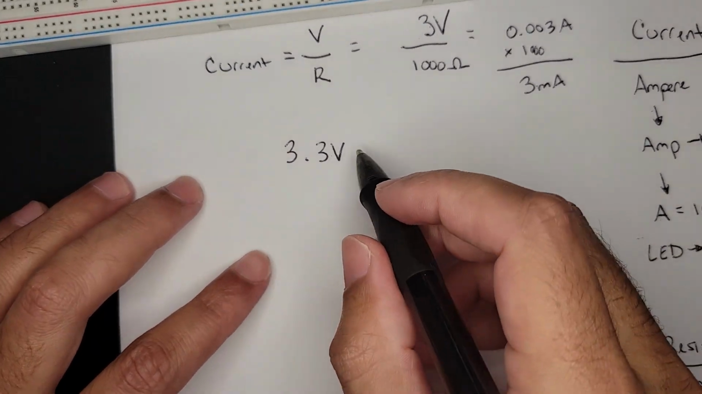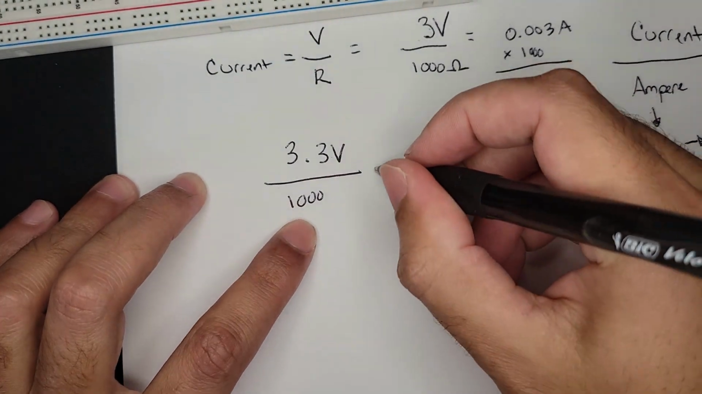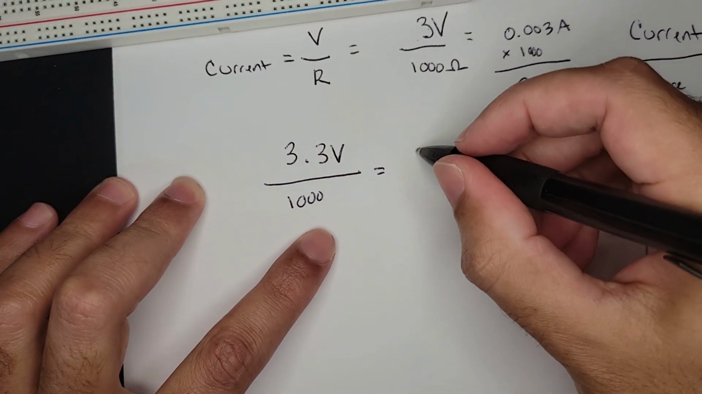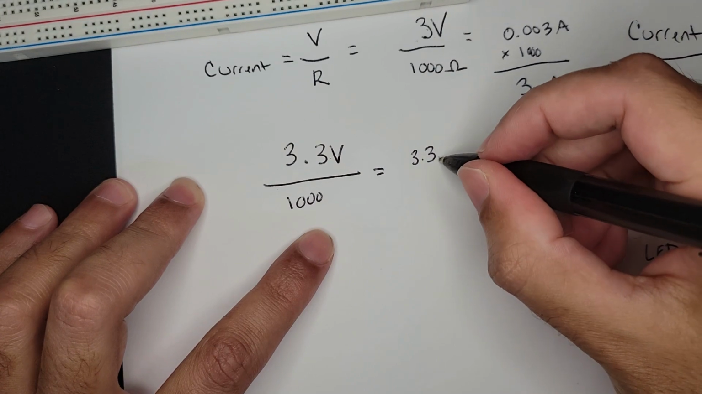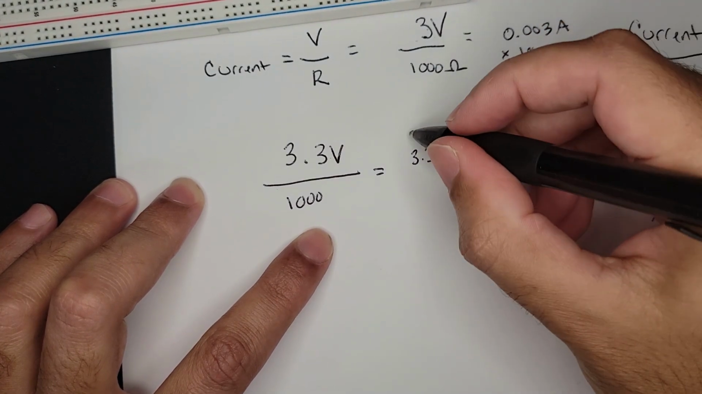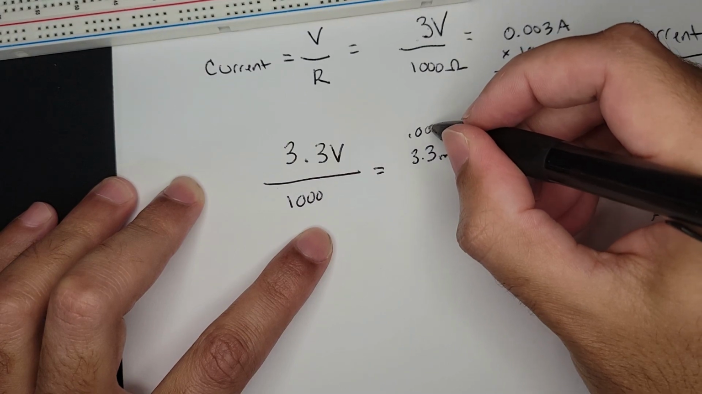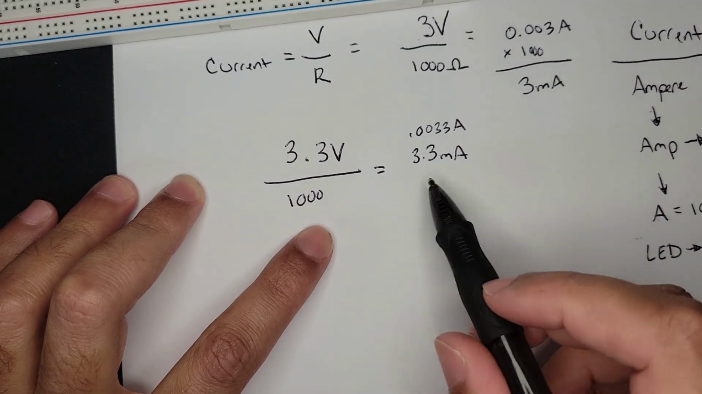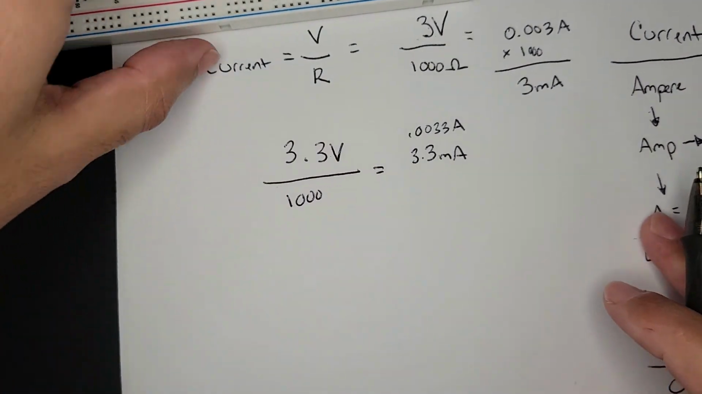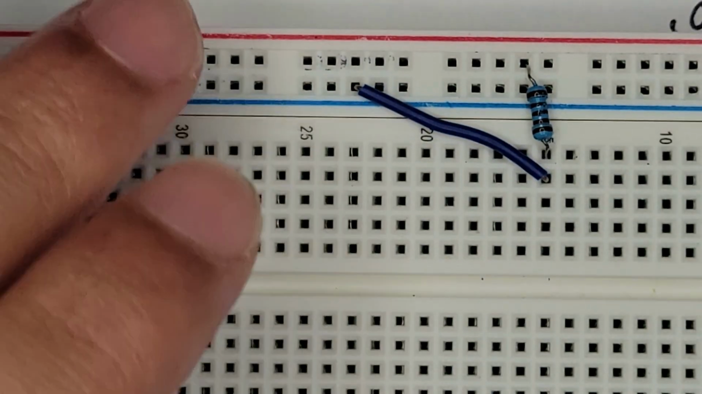So if we divide this by the 1,000 that we know the resistance is, then we get 3.3 milliamps, right? Because we get 0.0033 amps, which is 3.3 milliamps. But rather than trusting the mathematics, let's actually try and measure it.